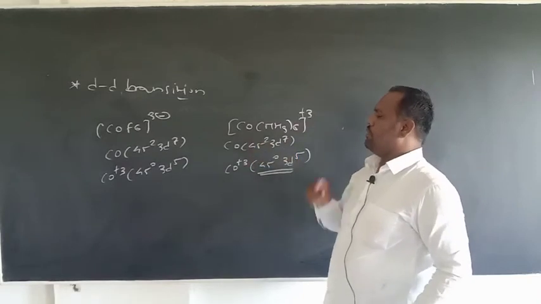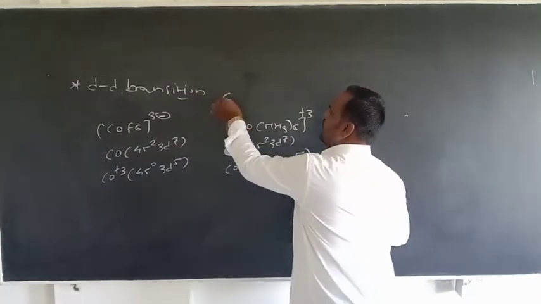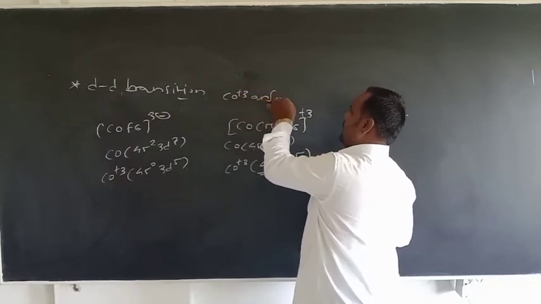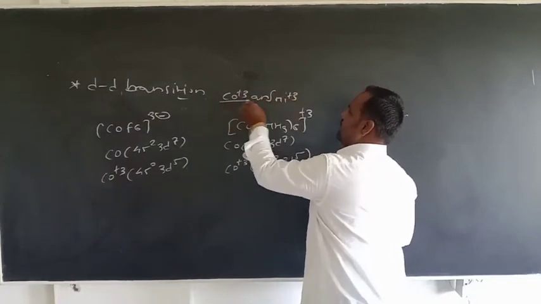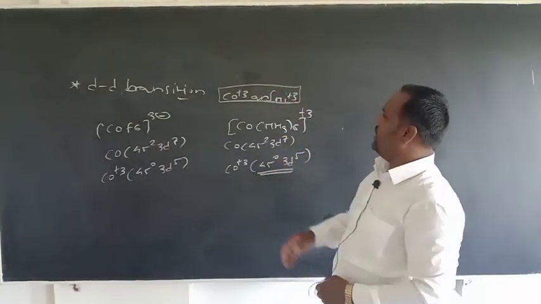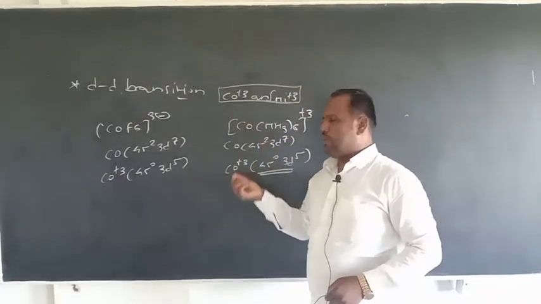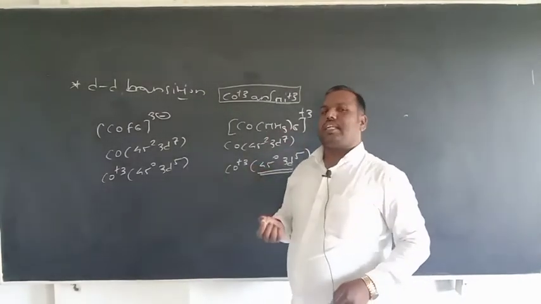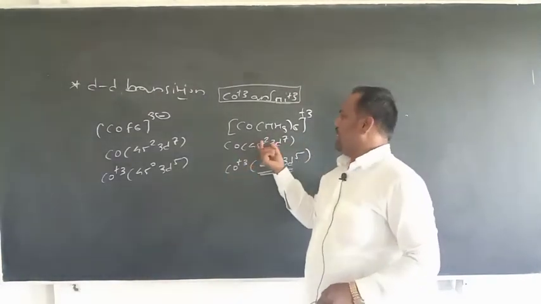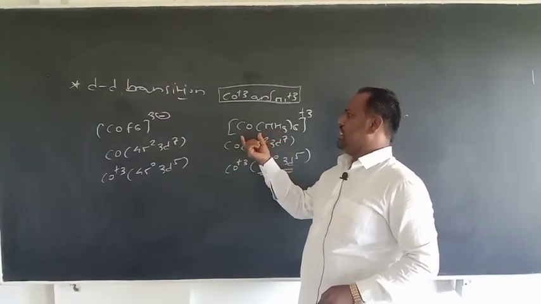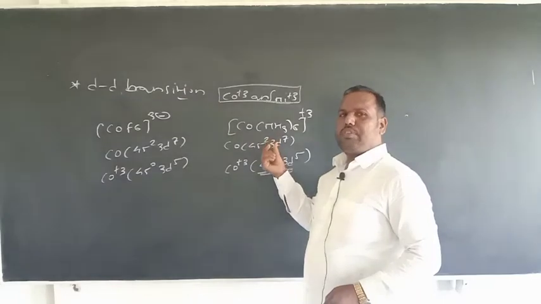So keep in mind that if cobalt is in the +3 oxidation state, ammonia also acts as a strong field ligand. So in this case delta octahedral is very large and the pairing energy is very small.